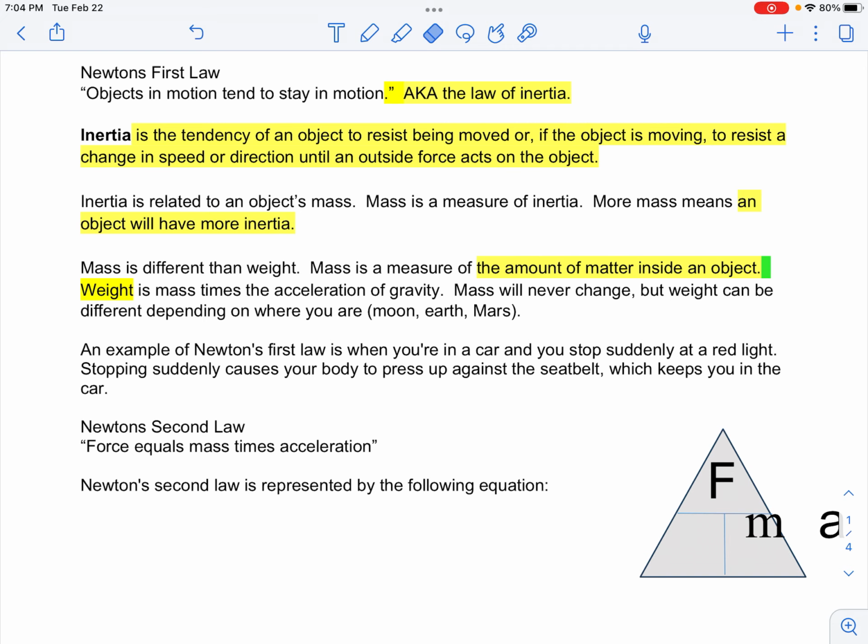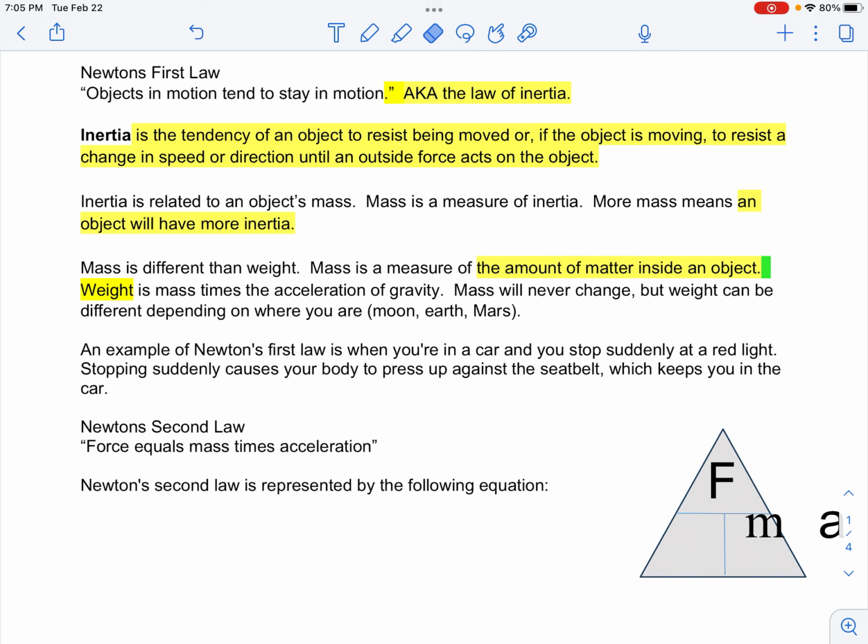So mass is the amount of stuff inside of an object, but your weight changes depending on gravity. Weight is your mass times the acceleration of gravity. So your weight on Earth is not the same as it is on the moon because the acceleration of gravity on the moon is different, okay? Or your weight here is not the same as it is on the sun, again, because the gravity is different on the sun. So your mass never changes, but the weight can be different depending on where you are.